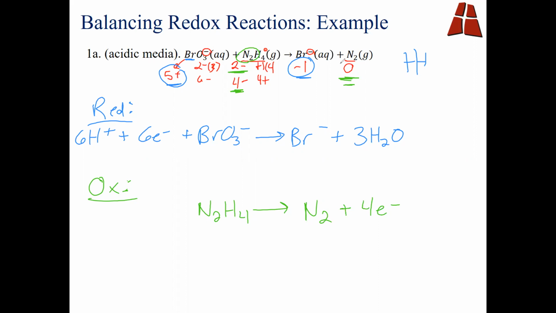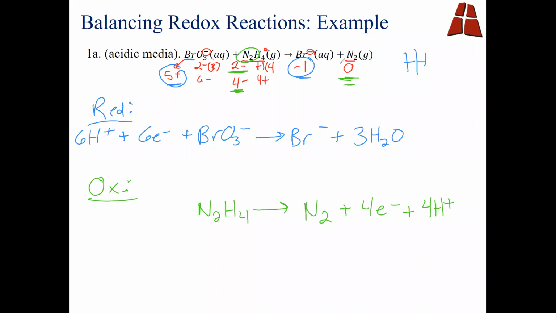We would need to balance our charge next. So we have a charge of 0 on our reactant side. We have a charge of 4 minus on our product side. So we would add 4 protons because we're balancing it in acid again. So we add our 4 protons, and then we balance our oxygens, our hydrogens. In this case, they're actually already balanced. So we don't need to add any waters. And that would be our balanced reaction for oxidation.